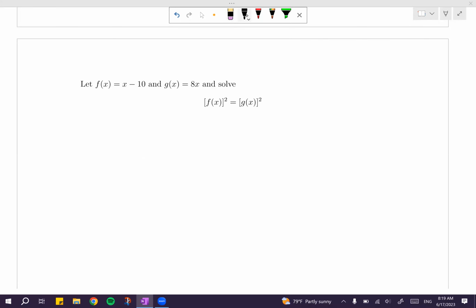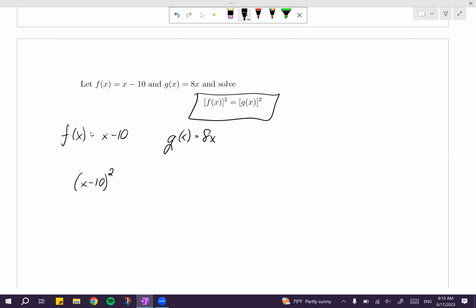Hey, so we've got this problem and we want to solve this expression. We're given that f of x is equal to x minus 10 and g of x is equal to 8x. All right. And we want to solve where f of x squared and g of x squared are equal. So we have to square both of these, x minus 10 squared, and we're looking for where that's equal to 8x squared.